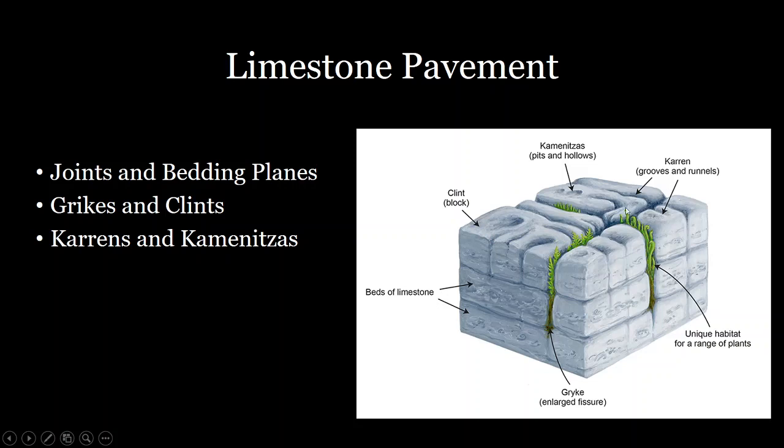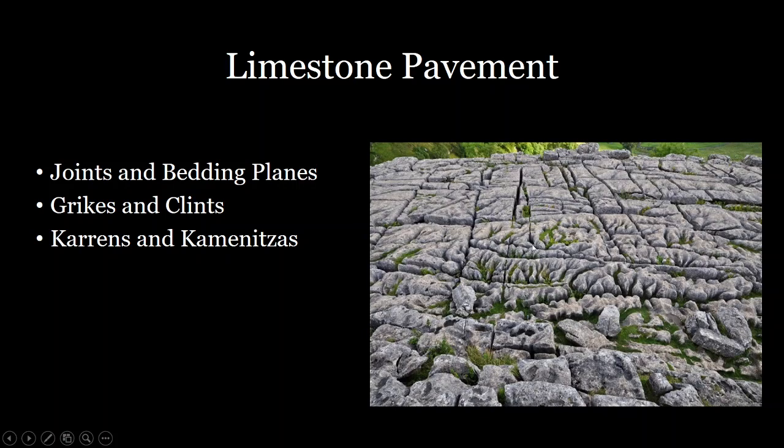And then kamenitsas are little holes or depressions that can develop and kind of pool water on top of the clint. And you can see these, for example, here are the little cairns that are developing and allowing water to flow into these grikes. And then you have a couple of these kamenitsas as well that would allow for water to pool on top of that clint.